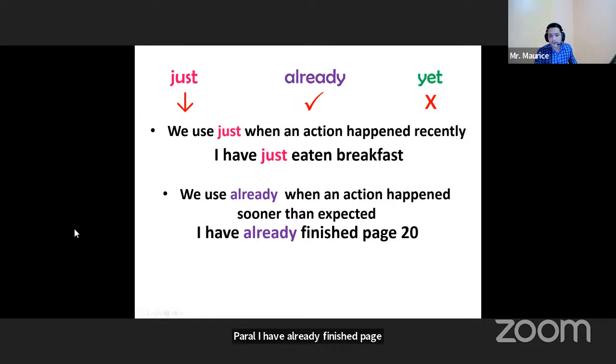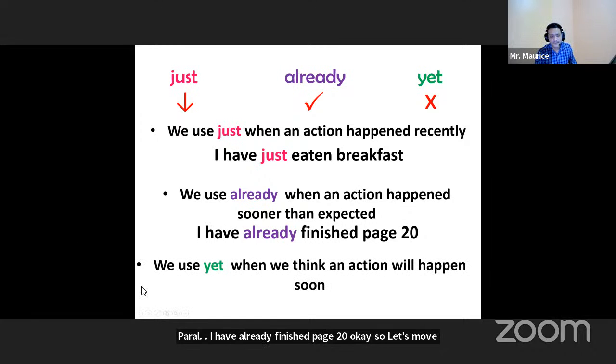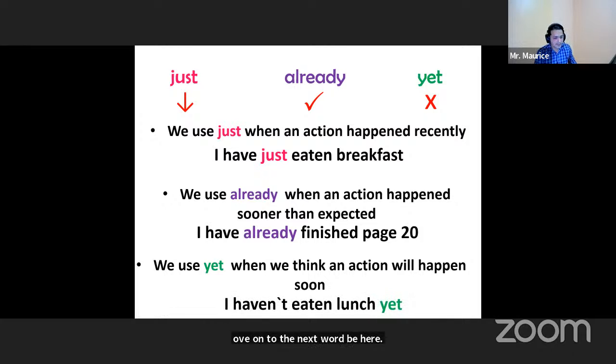Okay, so let's move on to the next word. Here, I'm going to pick another student. Romero, Katiuska, could you please read the last example for me?